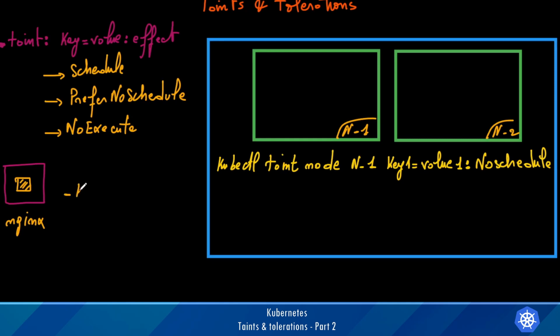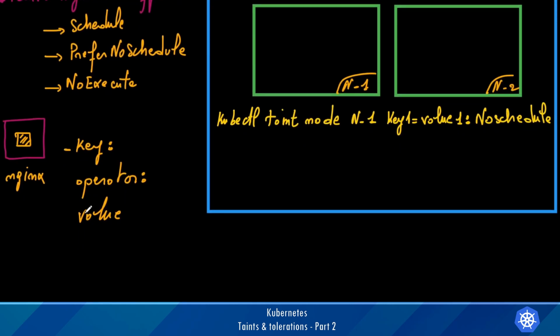It consists first of all of the key. So here we have a key field. We have an operator, and we have a value, and finally we have the effect.